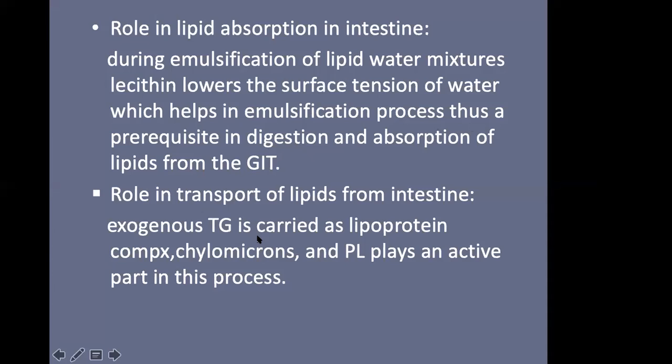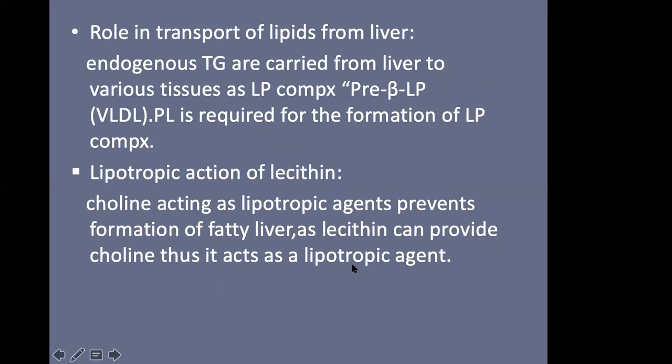Role in transport of lipids from the intestine. Exogenous triglyceride is carried as lipoprotein complexes, chylomicrons, and lipoprotein lipase plays an active part in this process. Role in transport of lipid from the liver. Endogenous triglycerides are carried from the liver to various tissues as lipoprotein complexes. Lipotropic action of lecithin, choline acting as a lipotropic. These are various functions of phospholipids.